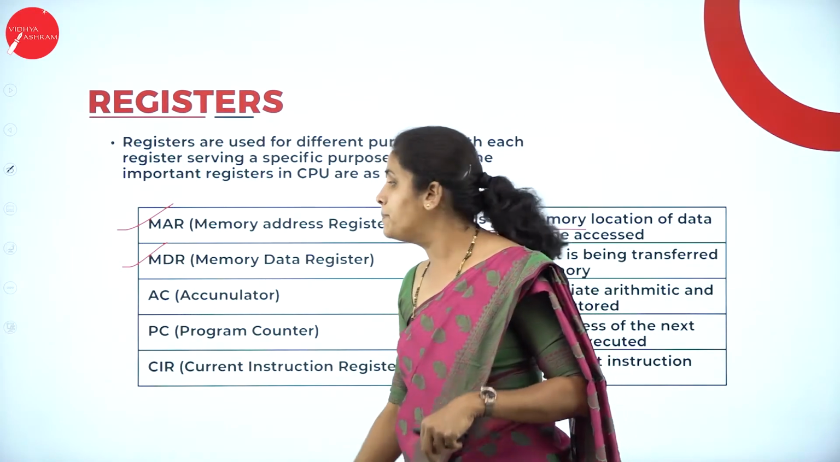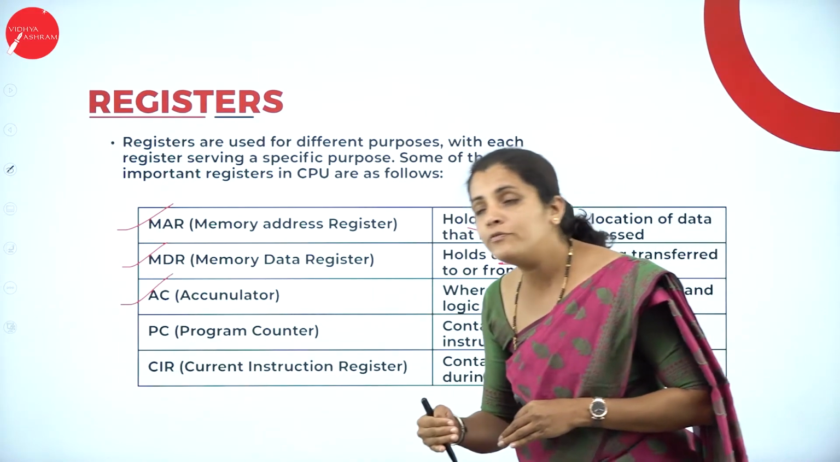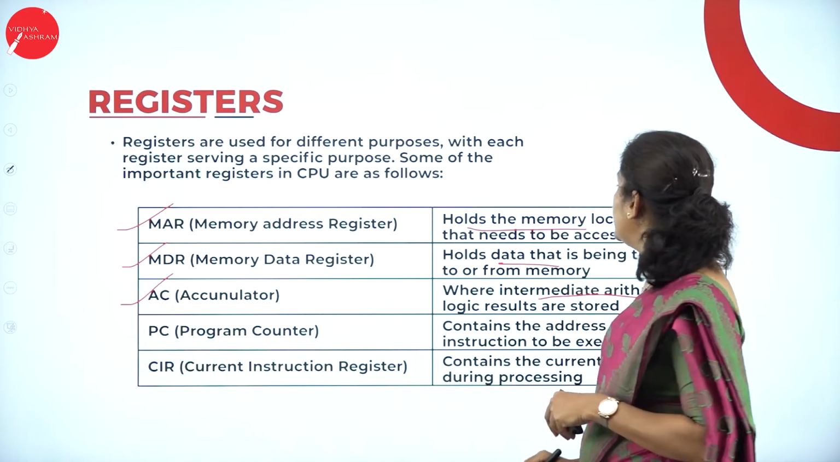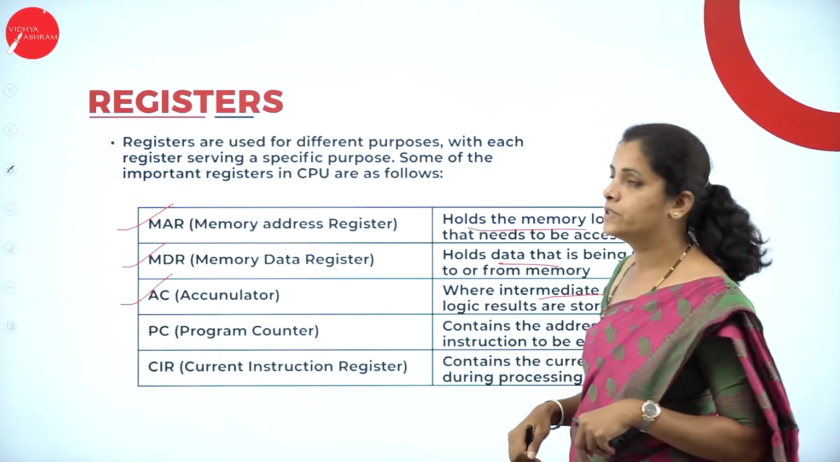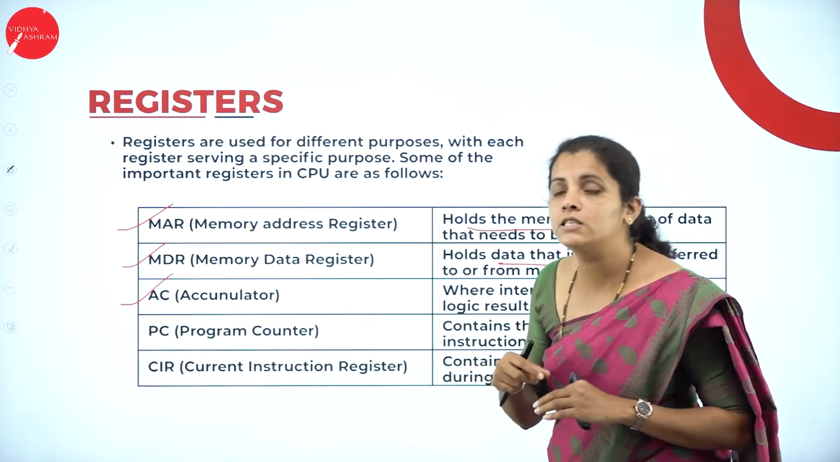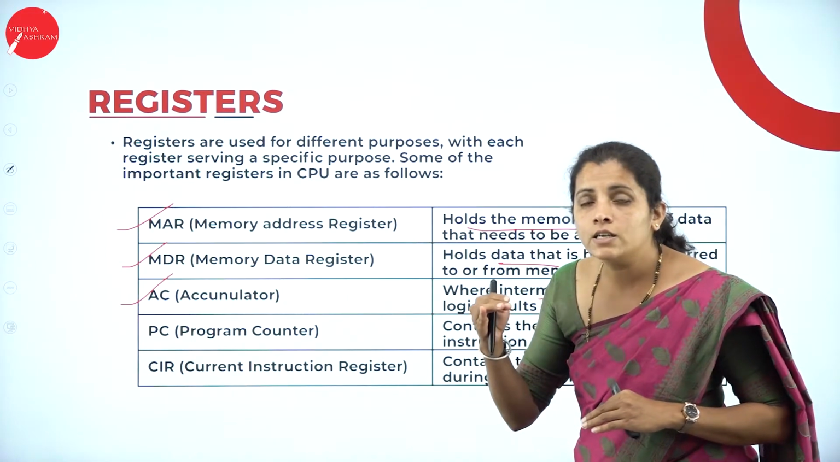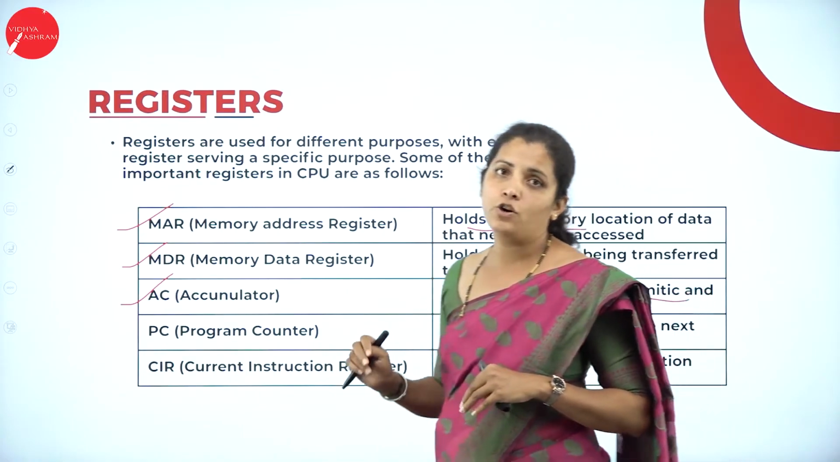Another type of register is the accumulator. What is the job of the accumulator? Immediate arithmetic and logical results are stored there. So accumulator registers are mainly used to store the results of arithmetic and logic operations.